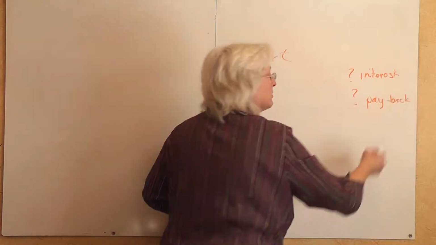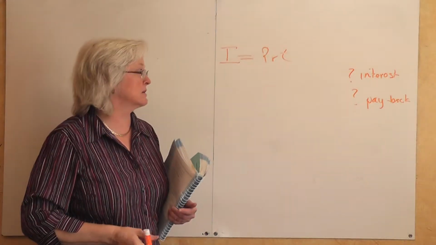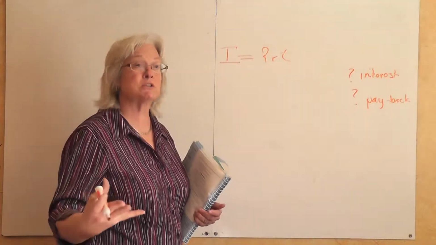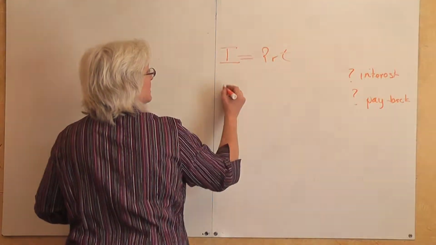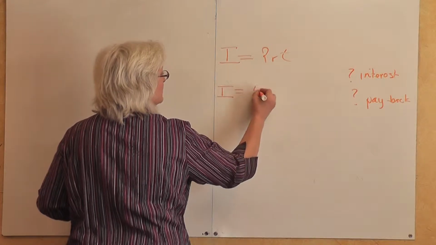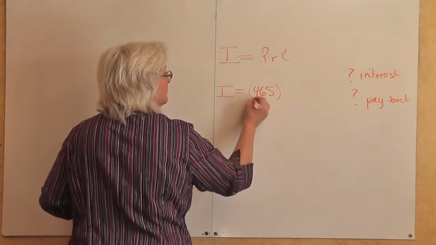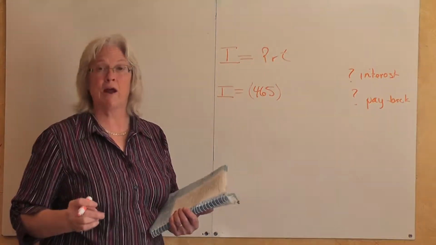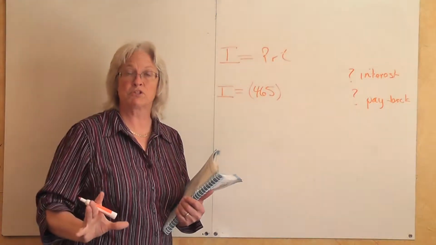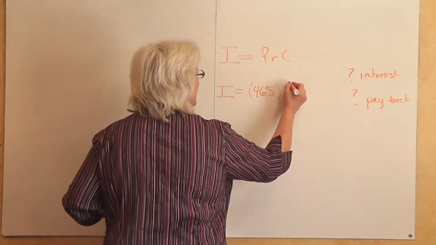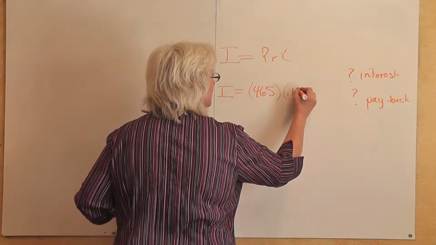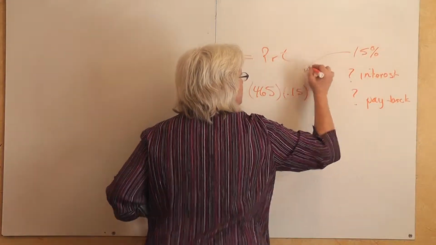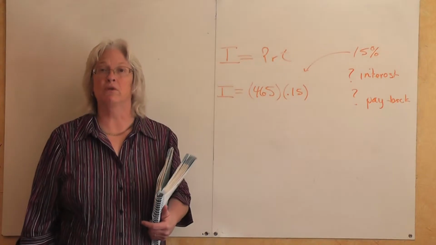Aaron didn't have the $465 to buy his bicycle, so he's borrowing money. So first we're going to figure out the cost of his borrowing, and that's the interest. How much money is he borrowing? Our book tells us that he's borrowing $465. What is the rate? The rate is the interest, and it's a percentage, and you're going to express that as a decimal. So you have to know that 15% expressed as a decimal is 0.15.